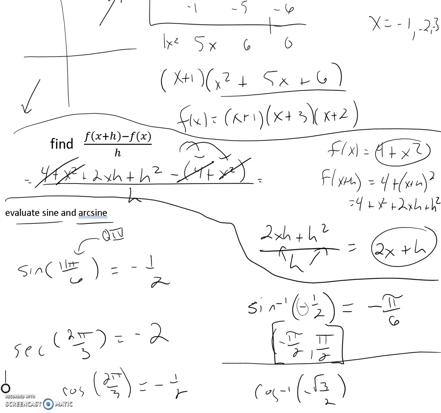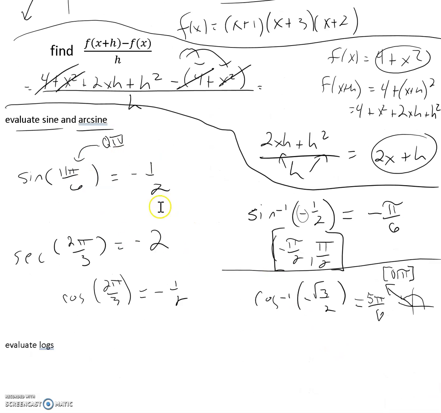Arc cosine of negative root 3 over 2, what should that be? It should be in quadrant 2, right? And remember, all your outputs for cosine are positive, so these outputs live from 0 to pi. So I'm going to go back in quadrant 2. I know the cosine of 30 degrees is root 3 over 2, so basically it's a 30-degree angle in quadrant 2. If I drew a picture, it would be this guy. That's 150 degrees, or 5 pi over 6.